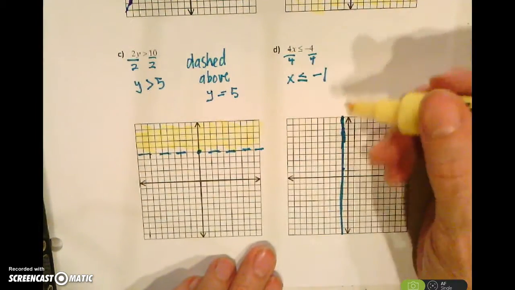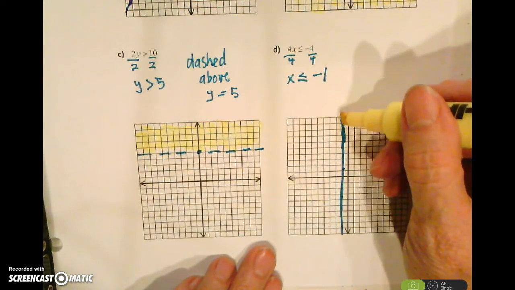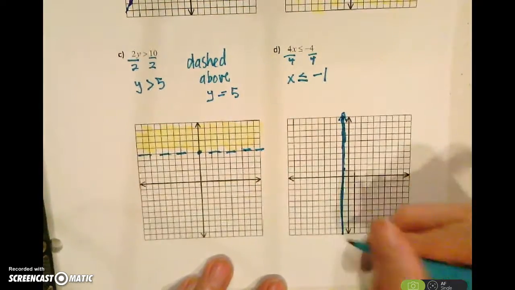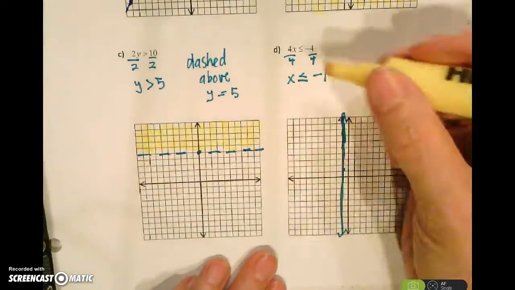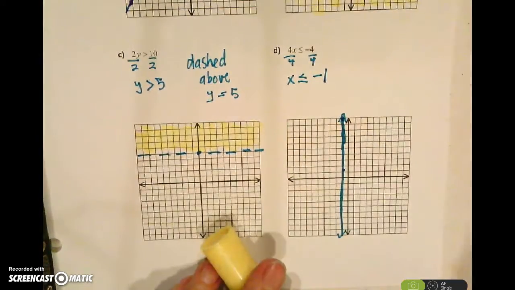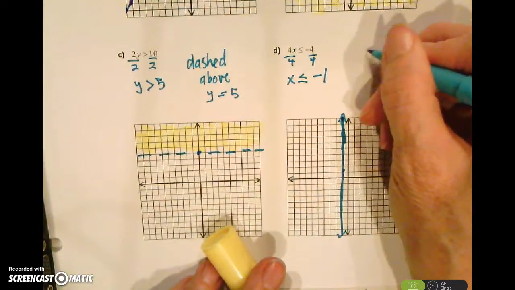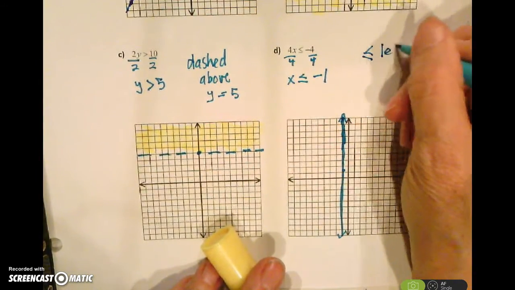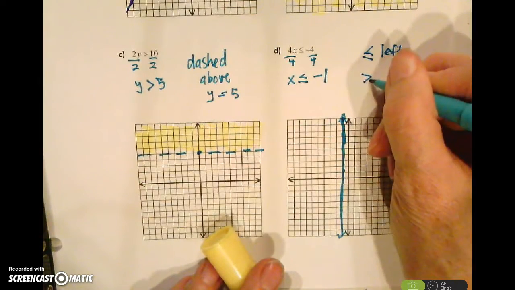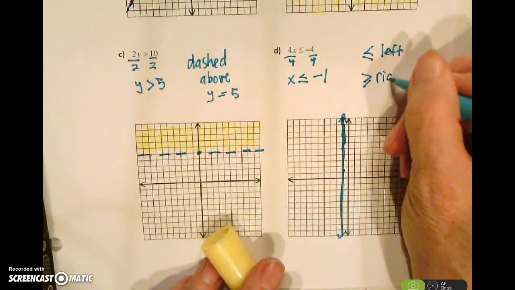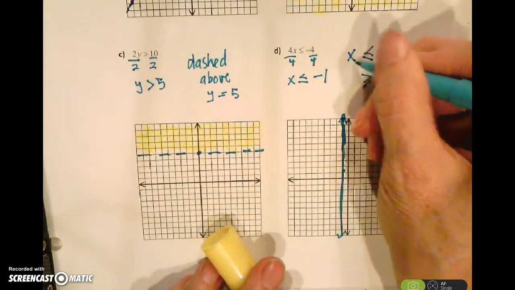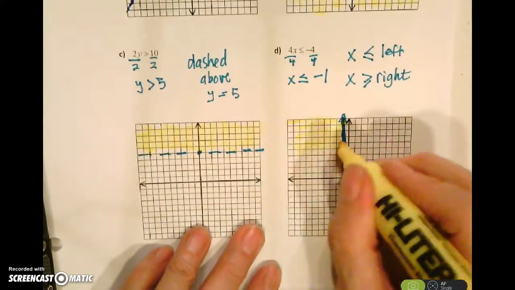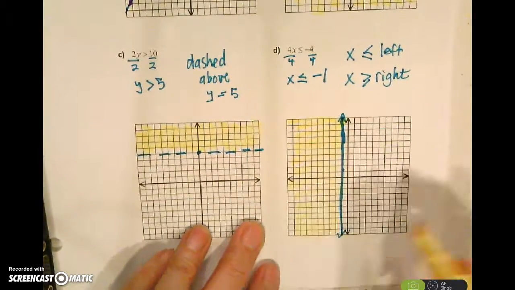Now, with an x, I can't shade above it, can I? There's no above really to it because this is going forever up and down. So with an x, it's either going to be left or right. If it's less than or equal to, I'm going to shade on the left. And if it's greater than or equal to, I'm going to shade on the right. So this one is x is less than or equal to, so I'm going to shade on the left.